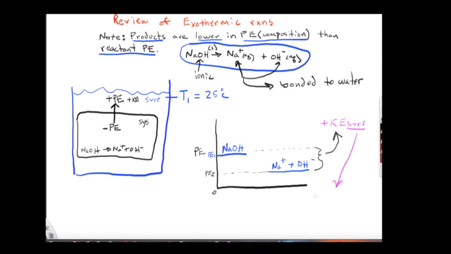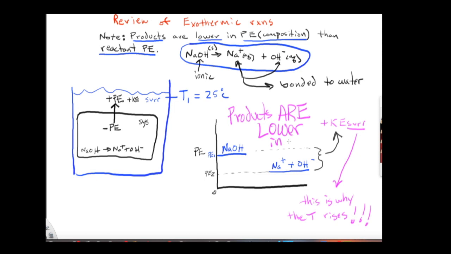This is why the temperature rises. You feel the glass get hot. And the reason is that during this reaction there's a shift in potential energy, and the products of the reaction are lower. Let me just spell this out: products are lower in PE. End of story.